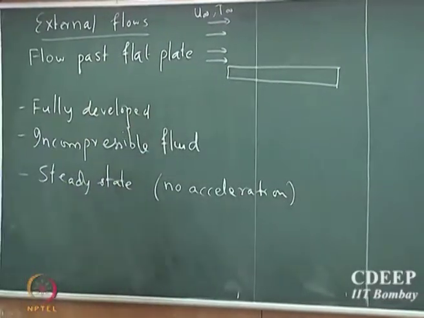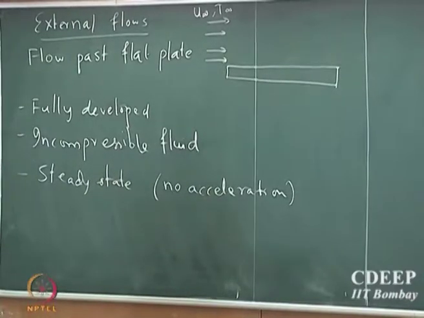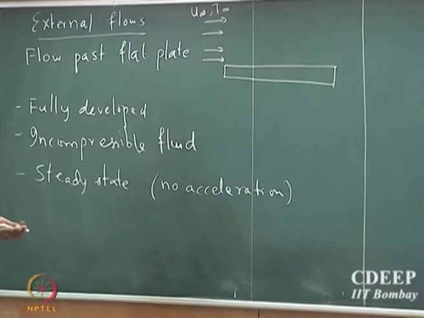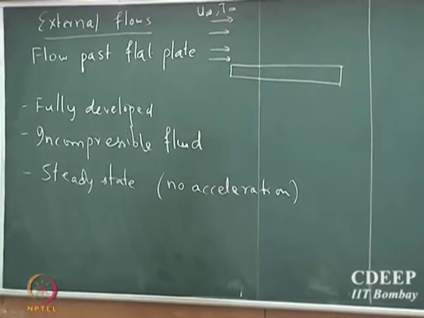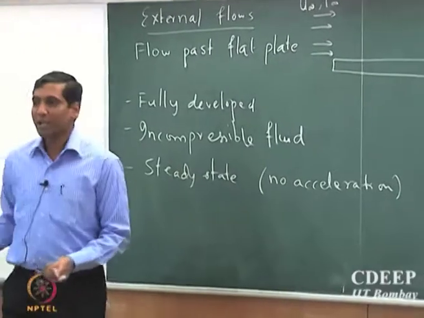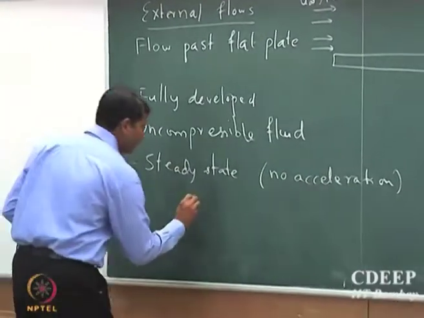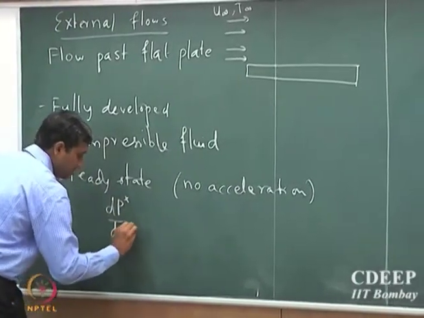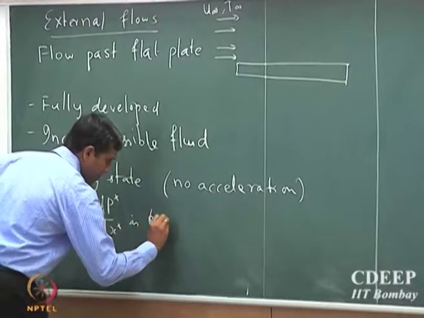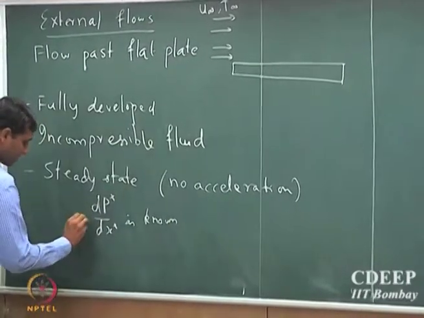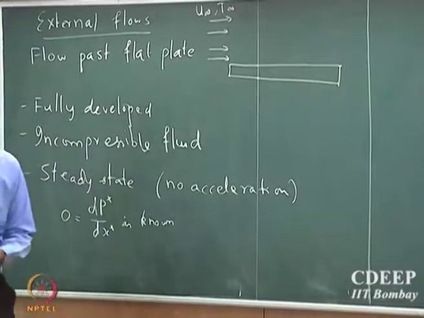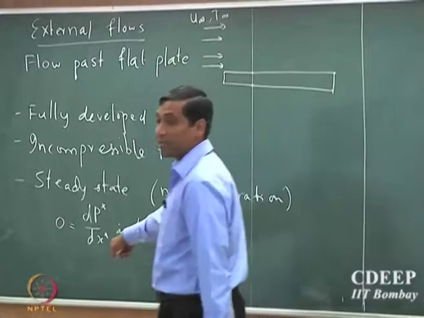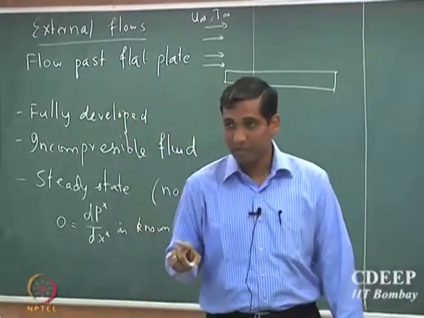In fact, if you want to maintain a steady flow, then you want to maintain a constant pressure gradient where there is no acceleration. So, therefore, we know what the pressure gradient is. So, we assume that we know dP star by dx star is known, and in fact, if we scale it properly, you can actually maintain it at 0 value, dP star by dx star. Note that it is a scaled pressure.